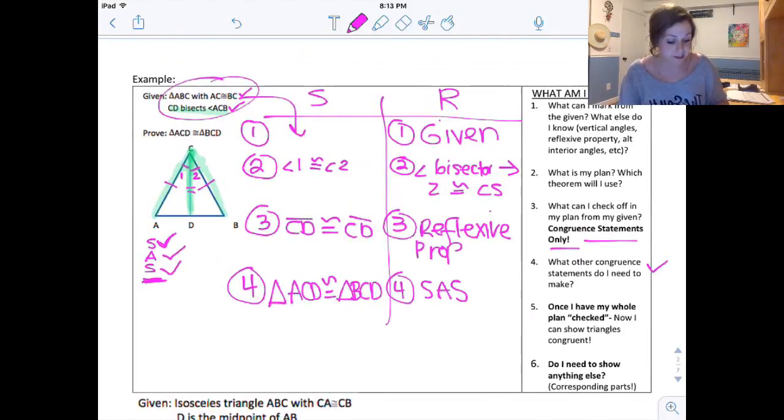Now I've done that. So now I'm going to ask myself step 6, which is, do I need to show anything else? Look at what you were trying to prove. Was it just that the triangles were congruent, or do you need to go a step beyond that? In this particular example, I see it was just that the triangles were congruent, so I know I'm done and I can stop. So again, as we're going, send questions, okay? You guys can send questions at any time.